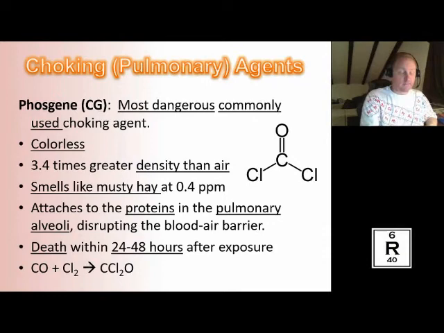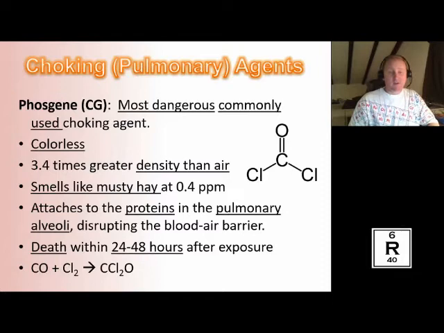How choking agents work, in particular phosgene, is it attaches to proteins in your pulmonary alveoli. That's basically the capillaries in your lung. Very, very thin tissue there, and it's where the hemoglobin, your red blood cells, are able to release carbon dioxide and take in oxygen and move around. So it disrupts those proteins, so this transfer doesn't happen very effectively. It does take a while to die. It sounds like a horrible death, but when you get exposed to phosgene, you die usually within 24 to 48 hours. And I would imagine that's something like 24 to 48 hours of slow suffocation. It just sounds extremely rough to me.